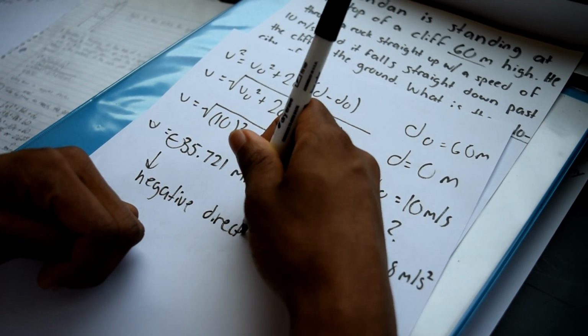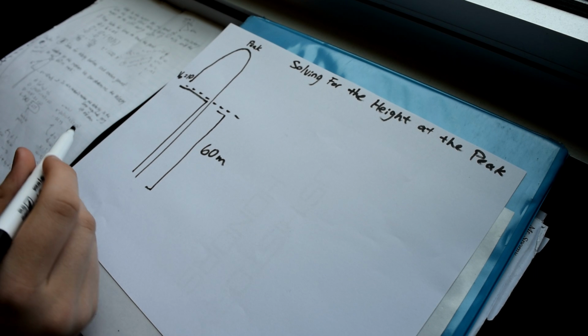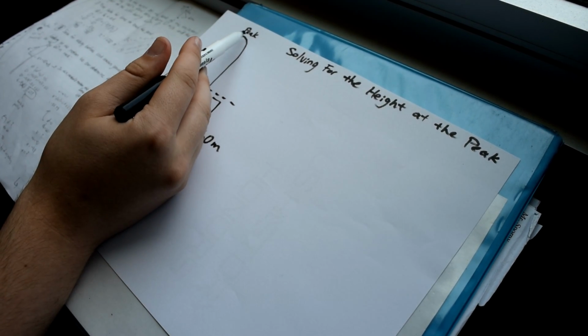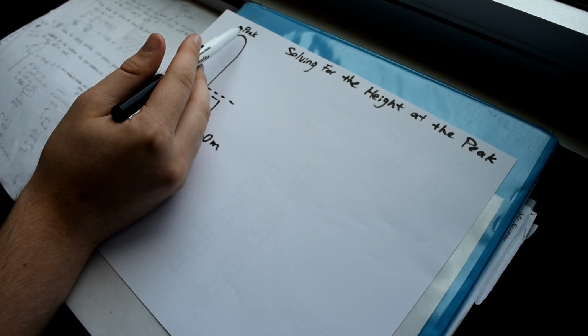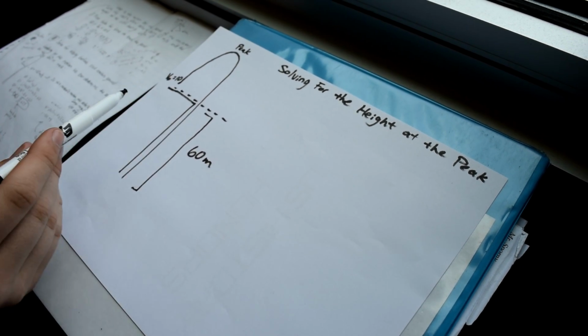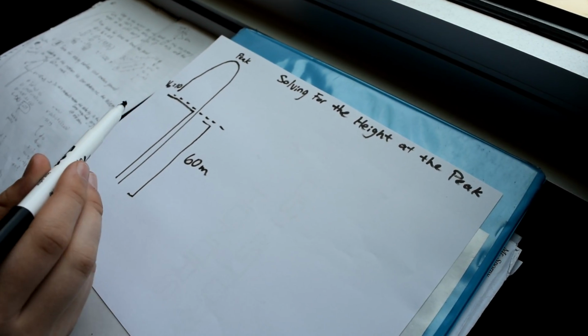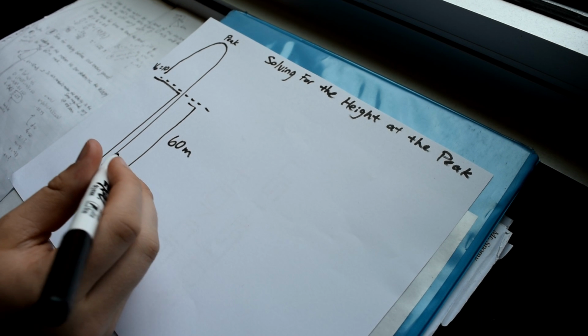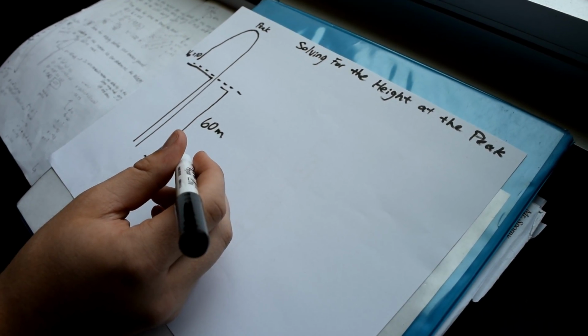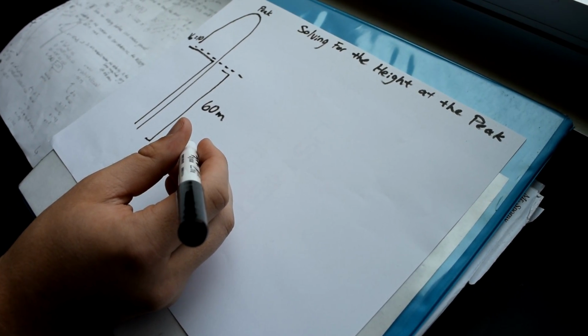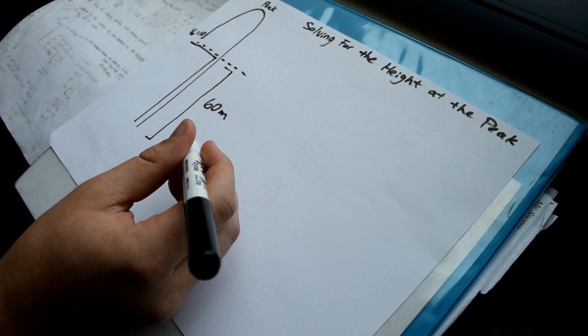I hope that helps. This is Ryan, and in this problem we will be solving for the peak, the height at the peak, and the trajectory. But before we can do that, we first must determine what variables we do know and which ones we don't.